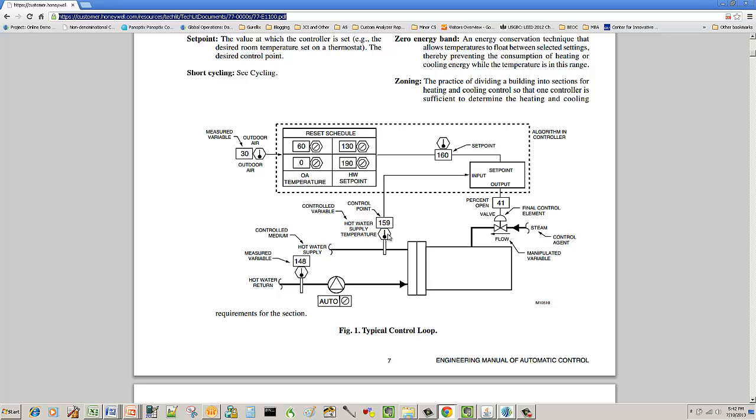I'm getting feedback from my temperature sensor. It's coming here right into my controller. My controller's outputting a 41% command to the valve. The valve's allowing steam to go through. And right here we can see that my heat exchanger is supplying 159 and returning 148. Alright, so we know a lot from this drawing right here. We've seen a lot of the fundamentals of a closed circuit loop. It's not an open circuit loop, it's a closed circuit loop because you have a complete circuit right here.